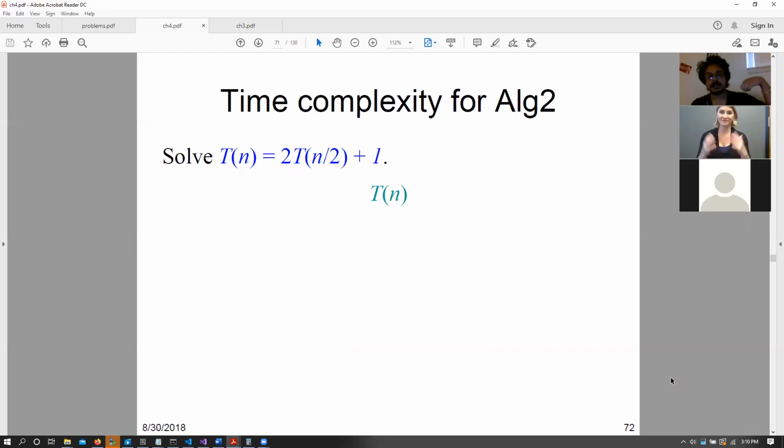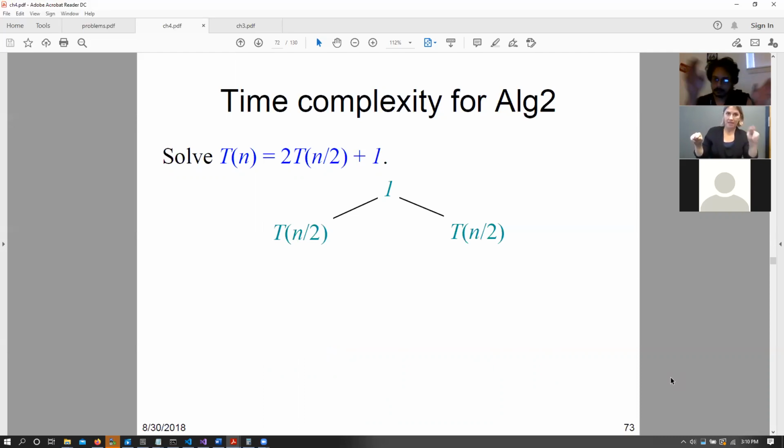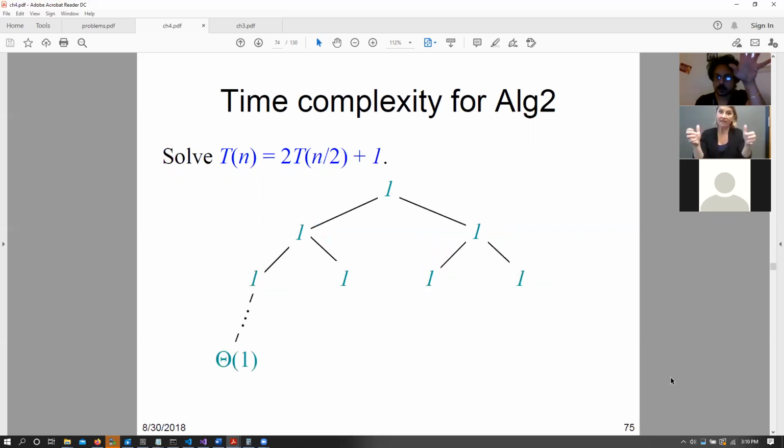Okay. Now let's look at another time complexity, that is T(n) equals 2 times T(n/2) plus 1. Initially we looked at dn, but now every time we are merging, we have a time complexity of 1. Right, so we divide it into 2 halves, 4 quarters, and all the way down to theta of 1. So we have again a height of log n as we had earlier.